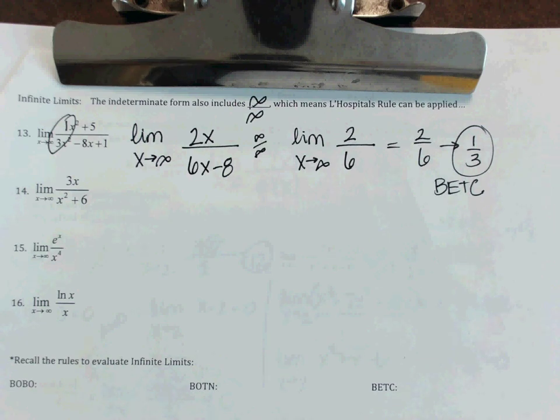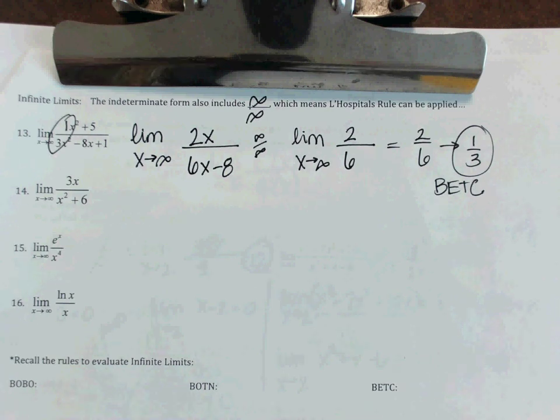So you do the derivative again until you get rid of all the x's. You would just put the answer. You wouldn't have to show your work at all on these. You just simplify that into 1/3. Good? Okay, look at number 14.